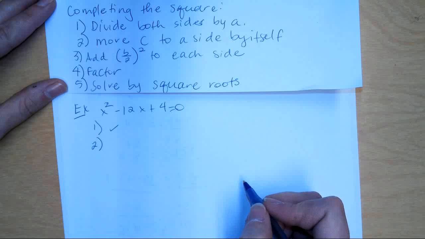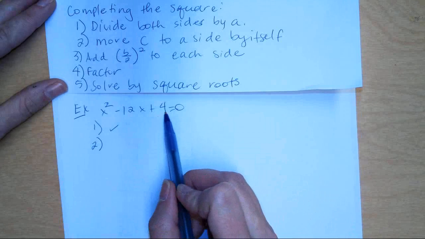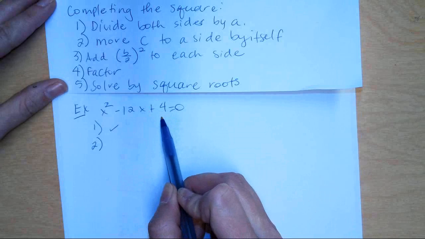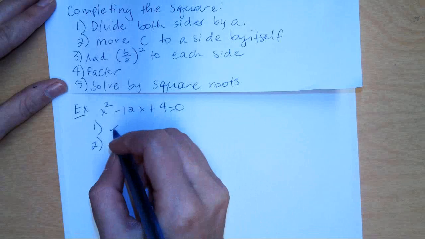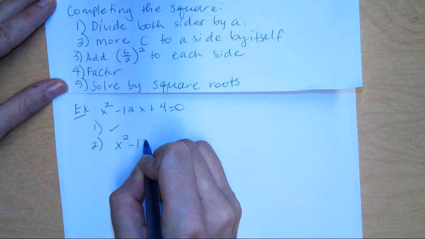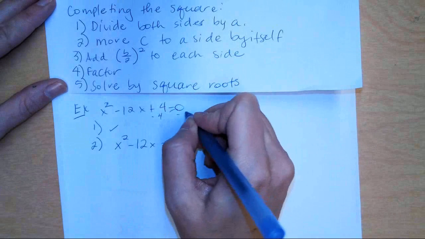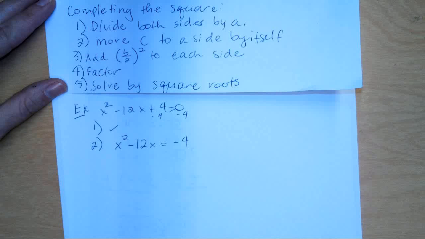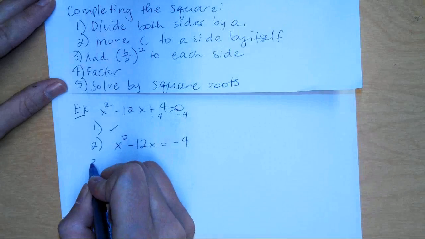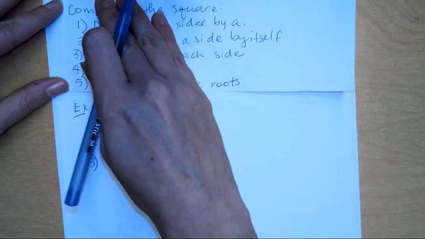Step 2 says move c to a side by itself. So c right now is 4. I need to move it to the other side. What do I do? Subtract it. So x squared minus 12x equals negative 4. I just subtracted 4 from both sides. Yes? Okay.